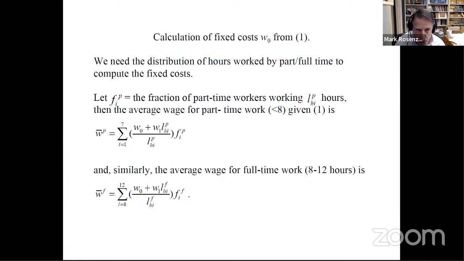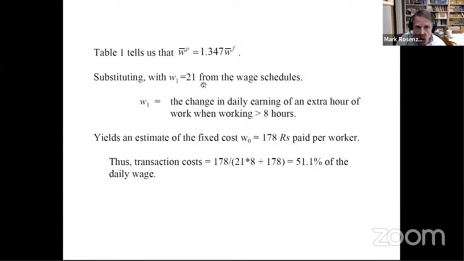So if that's what defines the wage schedule, then given our estimates, we can actually compute what the fixed cost W0 must be. We have the average wage for part-time workers, which is the sum over the 7 hours of part-time work of the different wages paid across the distribution of those hours. And we have the wage rate for full-time workers, which can go from 8 to 12, it's mostly 8, that we get from those regression estimates. We get that the average part-time wage is equal to 1.347 times the average wage paid to full-time workers.